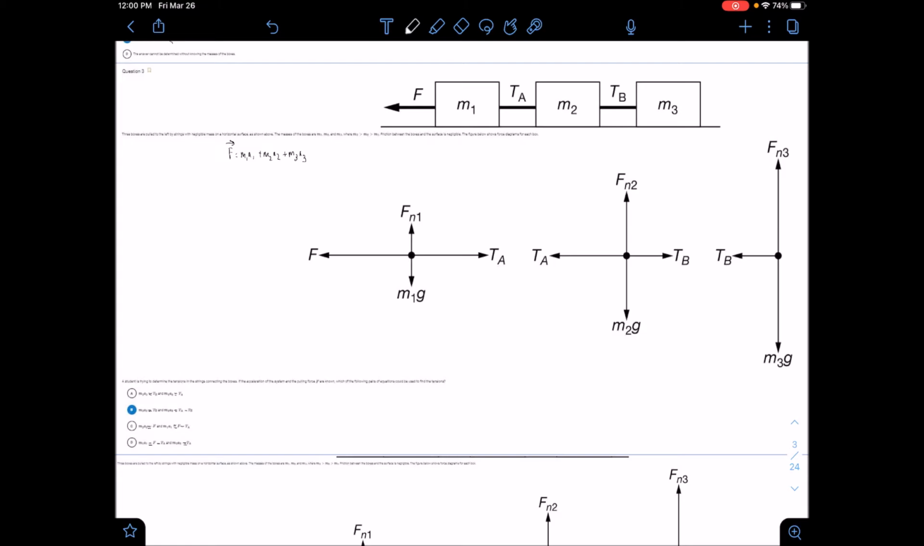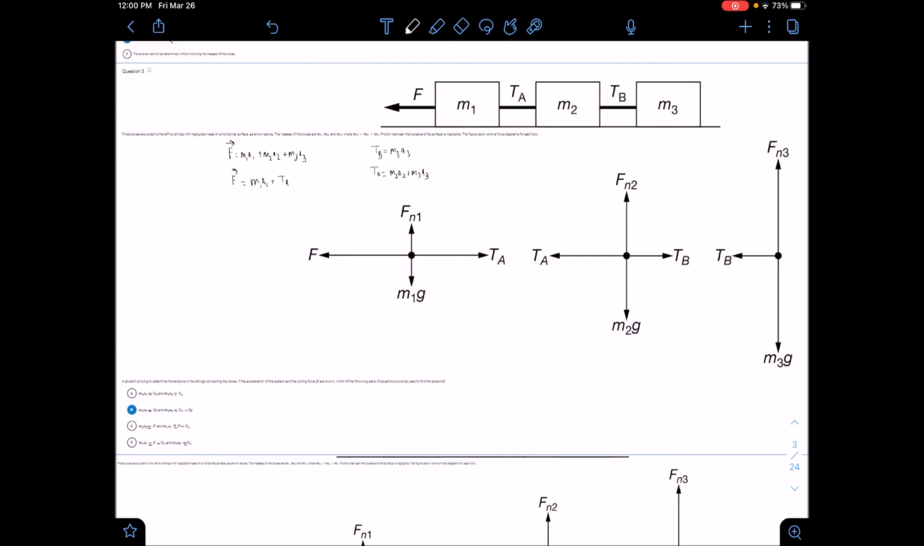Okay, and so let's look at what else we know. So we know TB. Since, as we discussed above, it's only affected by this box, we can set it equal to M3 A3. And TA will be equal to M2 A2 plus M3 A3. Okay. So we know that the force F would then be equal to M1 A1 plus the tension in A.